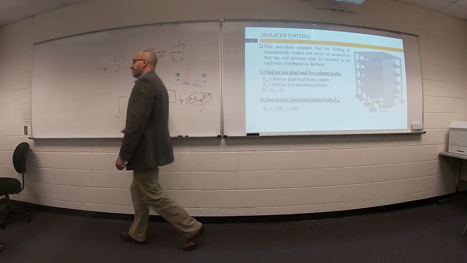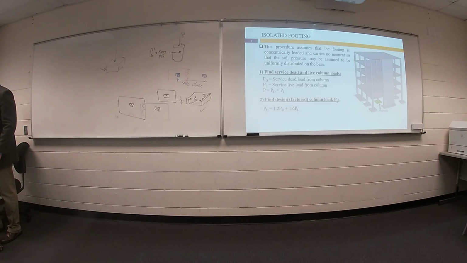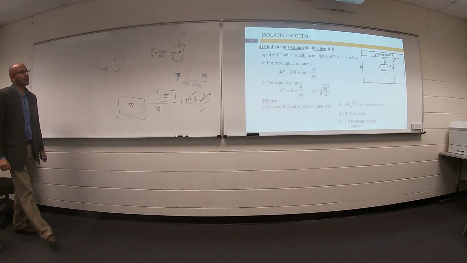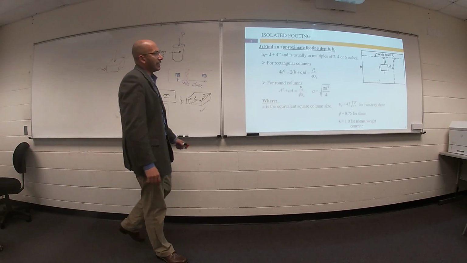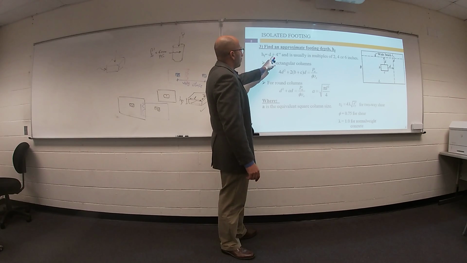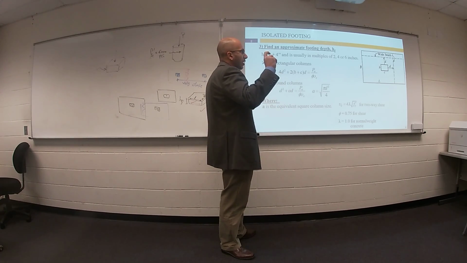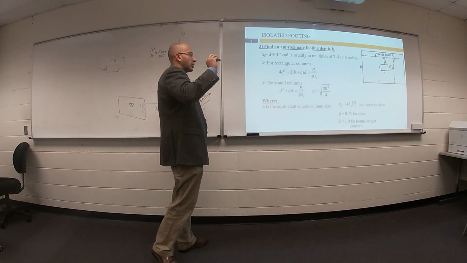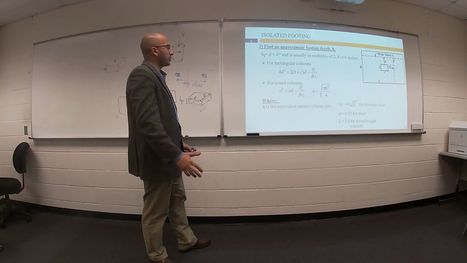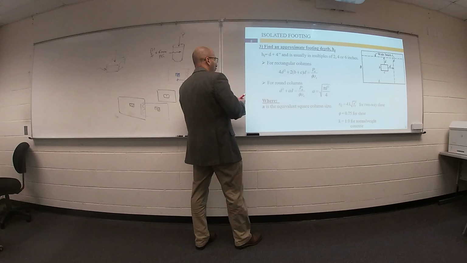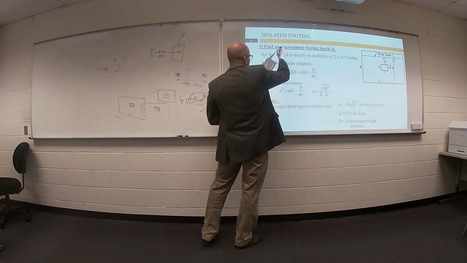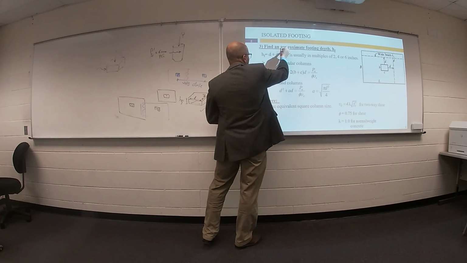Next step, we need to determine the thickness of the footing. Thickness equals depth plus cover. In foundation, you need to increase your cover to protect the steel reinforcement from anything from the soil. So we are using 4 inches, maybe more, for cover.